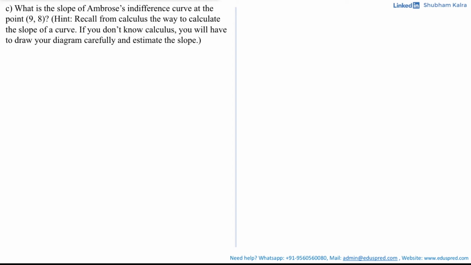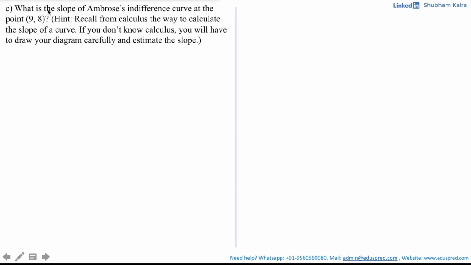In this video, we will be solving part C to part F of question number 3.2. So let's begin. Part C says, what is the slope of Ambrose's indifference curve at the point 9, 8? Hint, recall from calculus the way to calculate the slope of a curve. If you don't know calculus, you will have to draw your diagram carefully and estimate the slope.